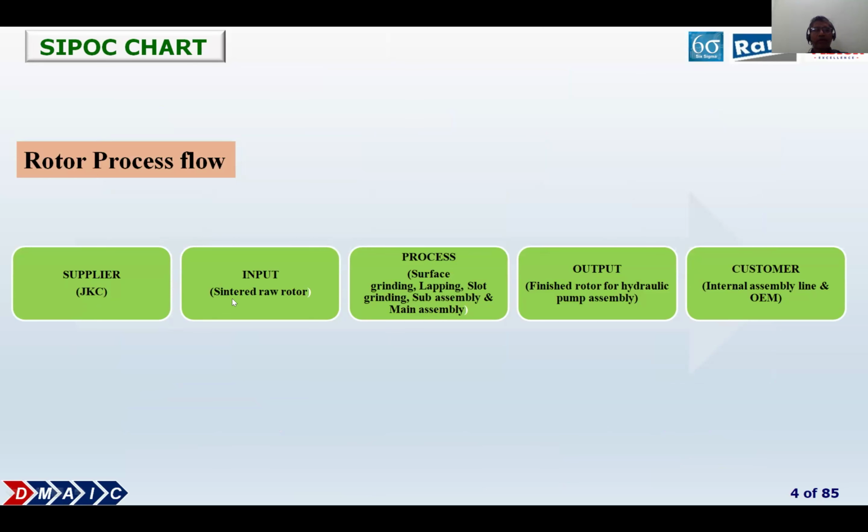The input is a sintered raw material, and the processes are surface grinding, lapping, slot grinding, sub-assembly, and main assembly. This rotor is fitted in the pump as a main assembly. The output is a finished rotor for hydraulic pump assembly, and our customers are the internal assembly line and OEM customers.